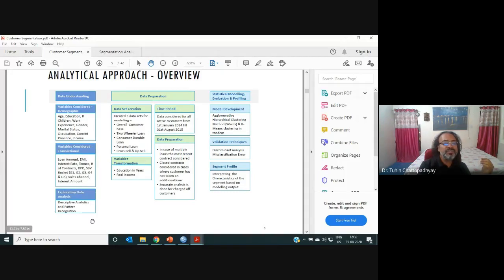So what we did first, we did exploratory data analysis. Never jump straight to predictive analytics. Always feel the data first. It's very important. You should do data mining, pattern recognition, develop charts and graphs to understand how your data looks, to have an understanding of the basic data. Then with all the data we had been given, we created 5 data sets for modeling. One is for the overall customer base, then the 2-wheeler loan, consumer durable loan, personal loan, and cross-sell upsell.